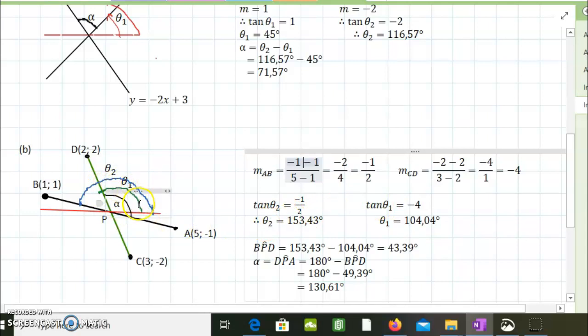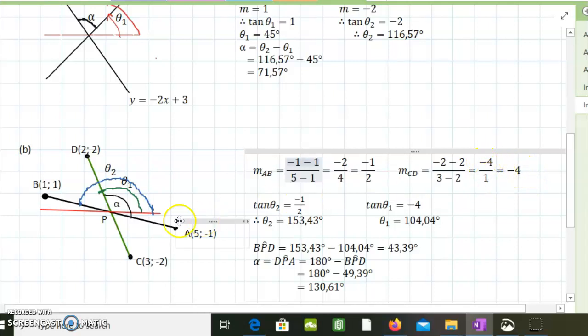Now we're going to work out theta 1. In order to work out theta 1, we need to work out the gradient of the line CD. Gradient of CD is the change in the y values over the corresponding change in the x values. So if I start with the y value of C, it's minus 2, minus 2, over 3, because we start with the y value of C, we must start with the x value of C. 3 minus 2. That's the change in the two y values over the change in the x values. So this gives you negative 4 over 1, which is negative 4.